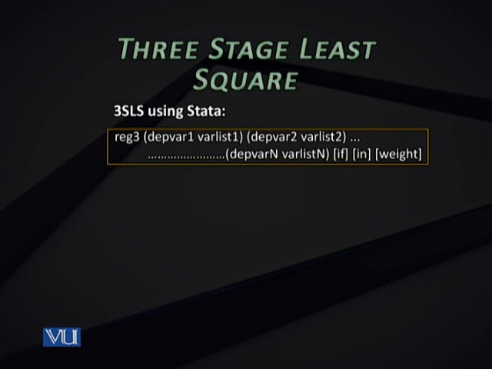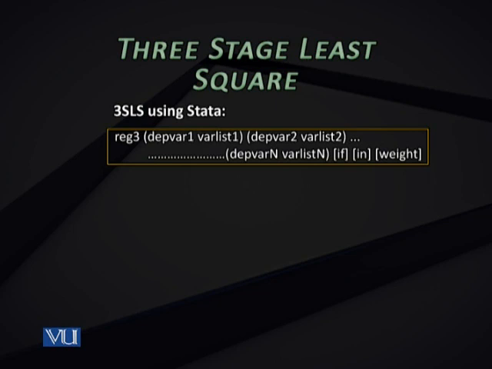You have in square brackets if, in, and weight. So these if, in, and weight are three options that you can use in this command, because remember that when you have square brackets around something in the syntax, they are optional. You write them or don't write them.